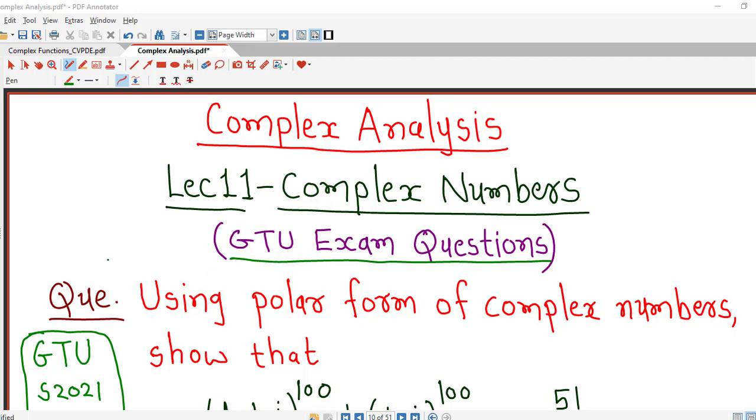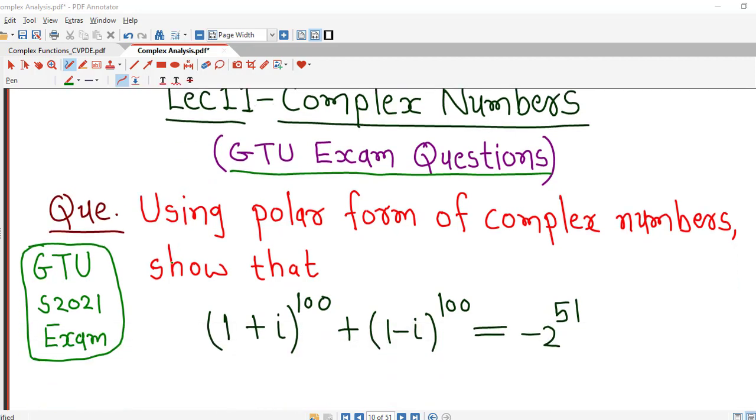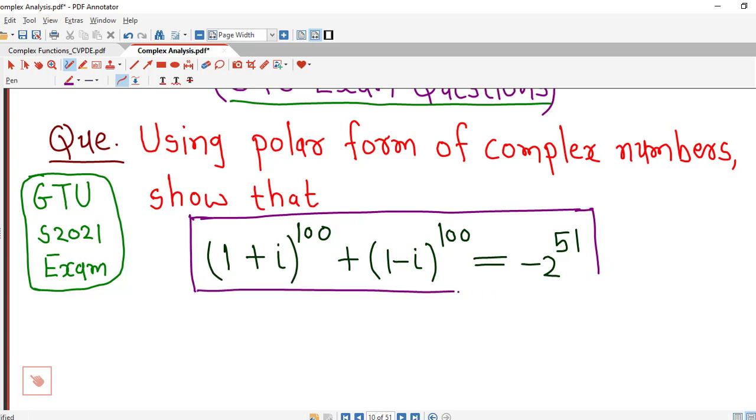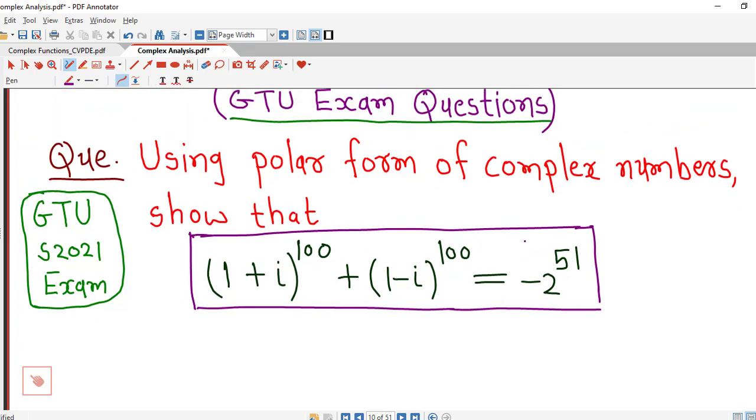In this lecture we are going to discuss one more question asked in the GTU summer 2021 examination. So let's begin with this problem. Using polar form of complex numbers we have to prove that (1 plus i) raised to 100 plus (1 minus i) raised to 100 is nothing but minus 2 to the power 51. We have discussed this type of problem in lecture number 10 also.